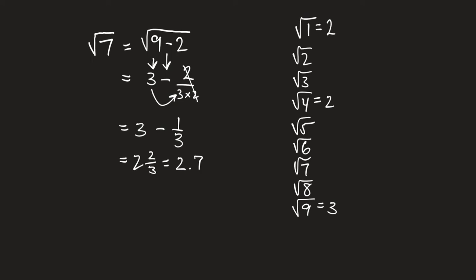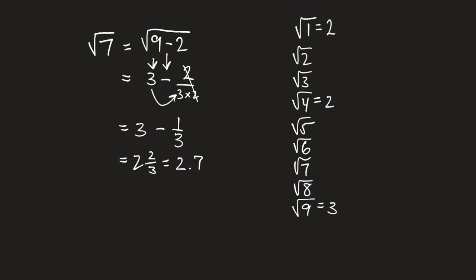So that's our estimate. And I know there's a lot of math going on, but I was trying to show you all the details. What would it look like if I was just doing it? I would just jump from here to here. I just call it 3 minus 1/3, 2.7.